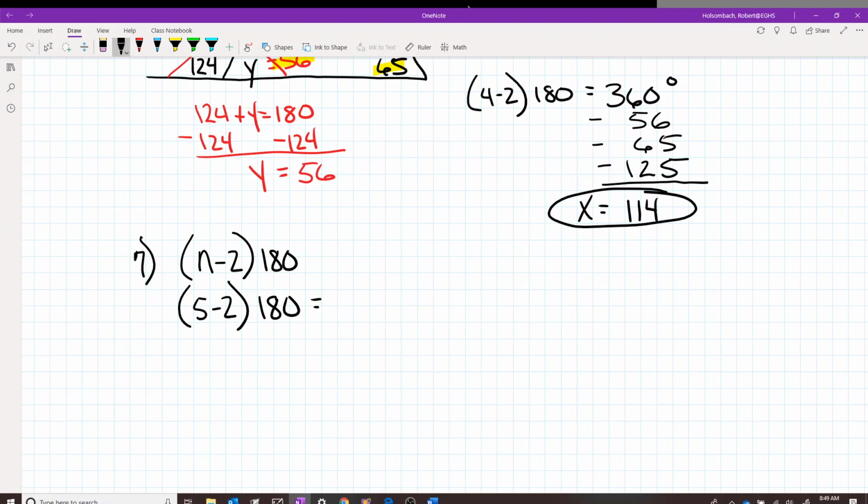And 3 times 180 is 540. So the 5 values or terms that represent those angles have to sum to 540. So if we combine the x's first, you've got a 2x plus a 2x. So you've got 4x.